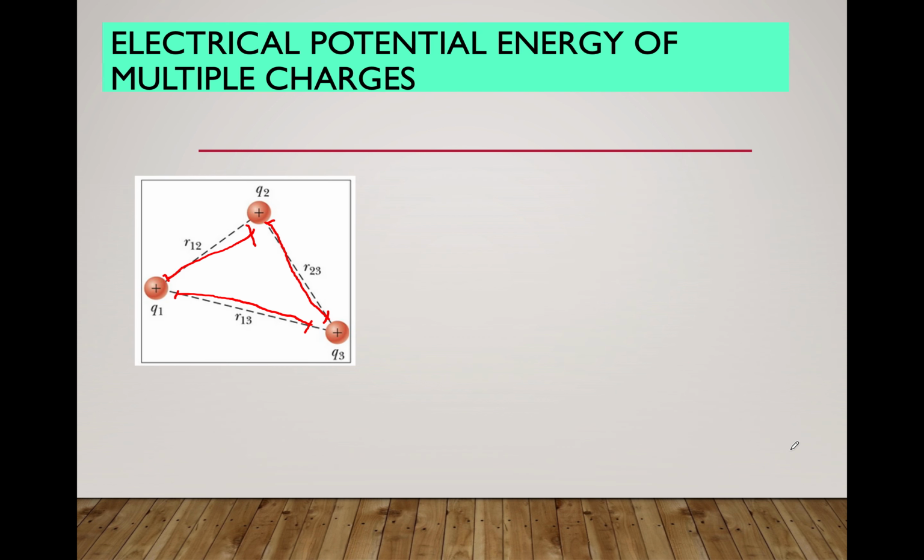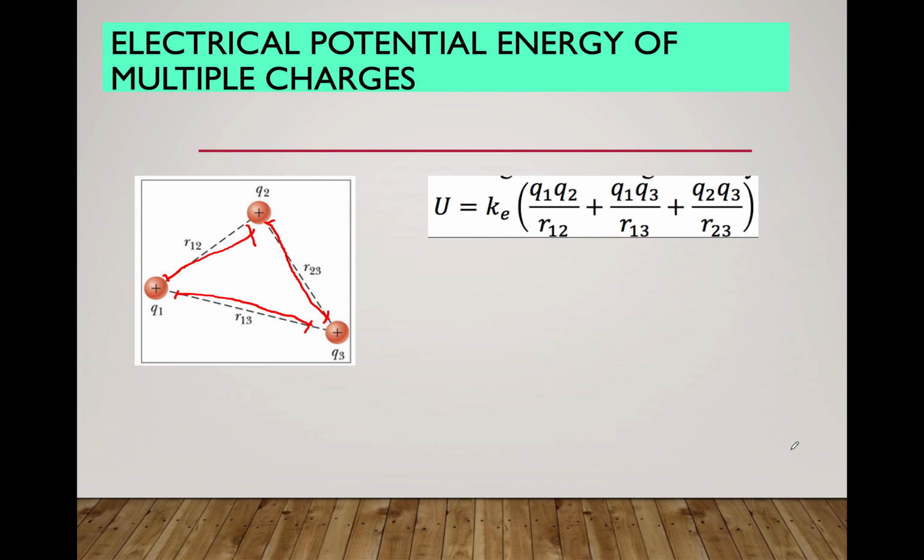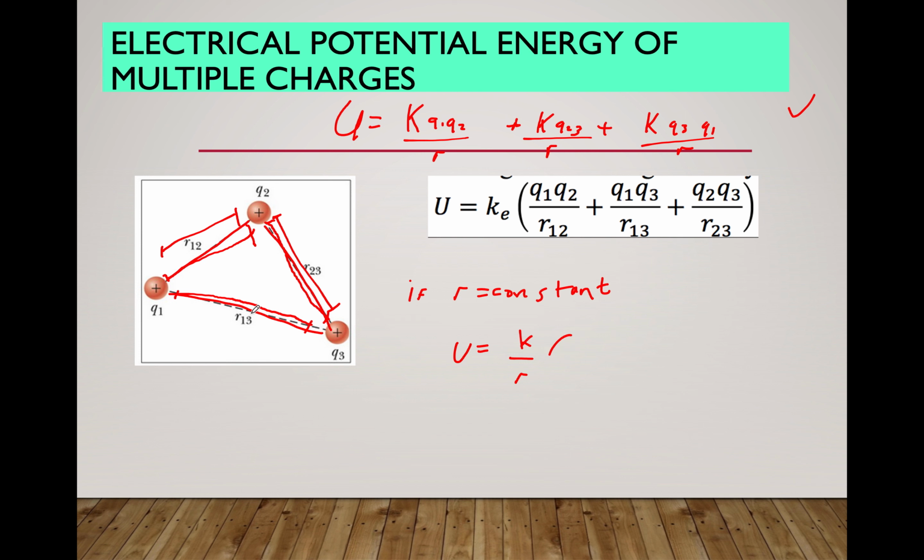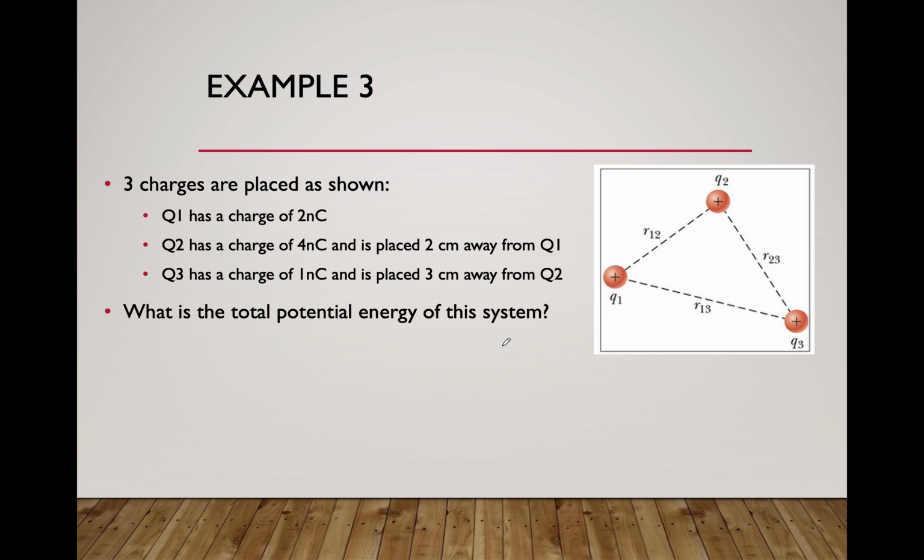If you have multiple charges, more than one charge, we use the same rule we already know, but we have to do it between each pair: Q1 and Q2, Q2 and Q3, and Q1 and Q3. If it's a triangle and the distances are equal, like an equilateral triangle, you can make it easy. You can take the r out because it's a constant, K over r, and then just add the charges inside. You can also use this to find the value of one of the charges. You have to rearrange the formula, and that is easy enough.